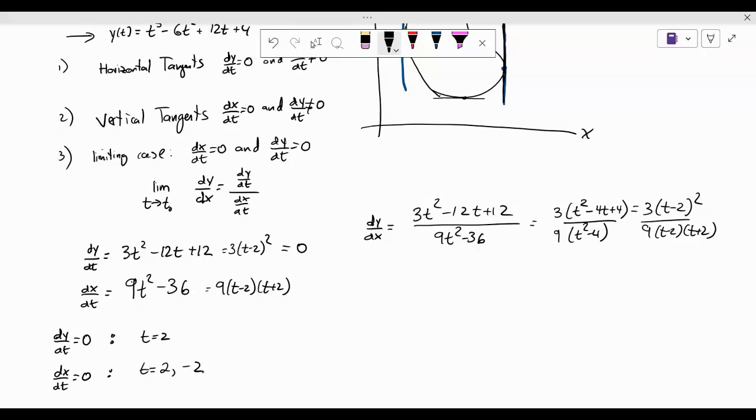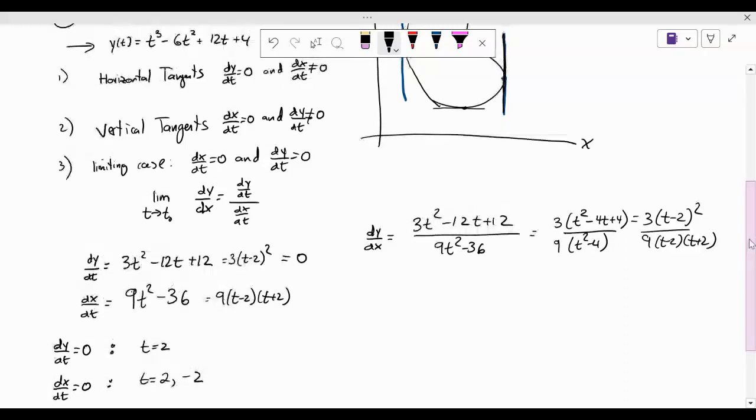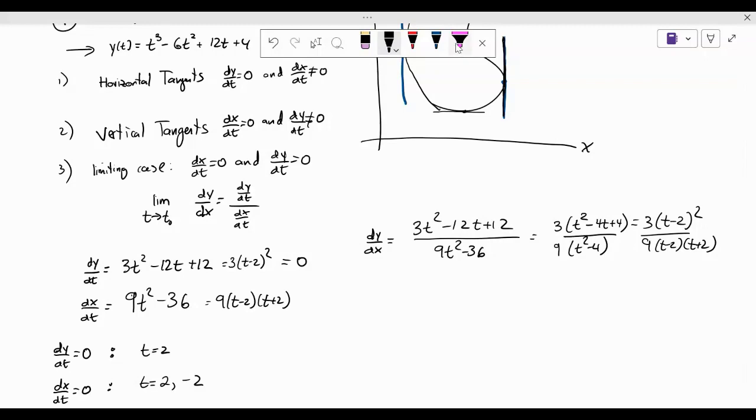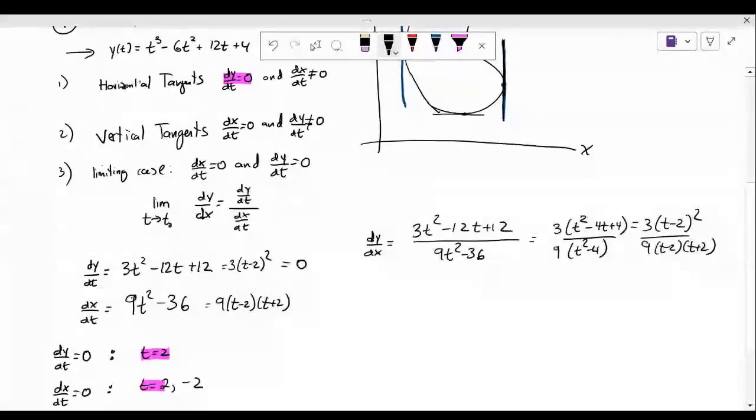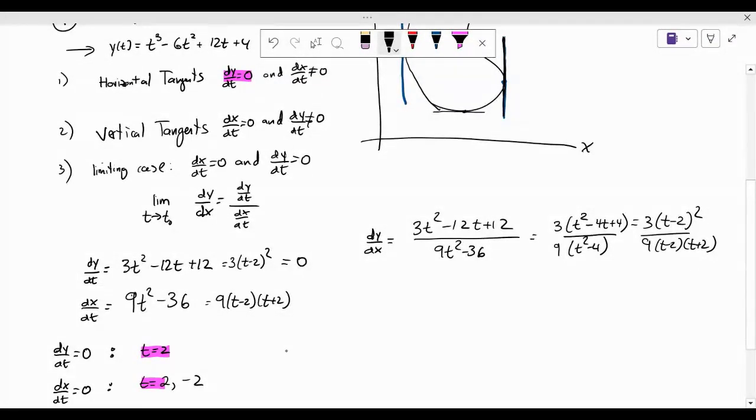So is there a clear case of horizontal tangents? Well, no, right? Because for a horizontal tangent, we said dy/dt is 0, and that happens when t is 2. But dx/dt is not nonzero, right? It is 0. So it's actually the third case that we're dealing with there. All right. So we would have to investigate more closely. We take a limit as t approaches 2 of dy/dx.